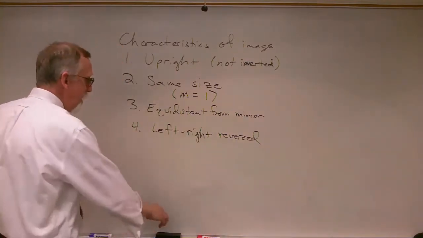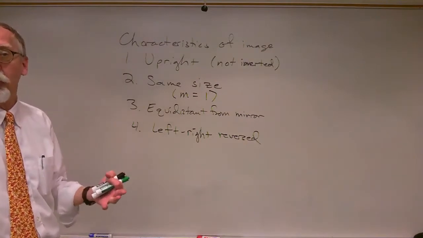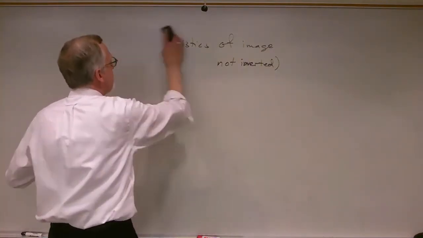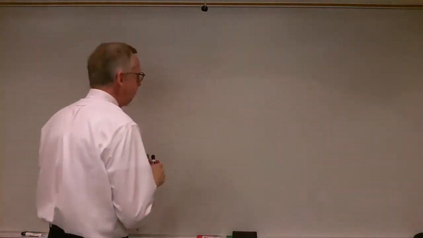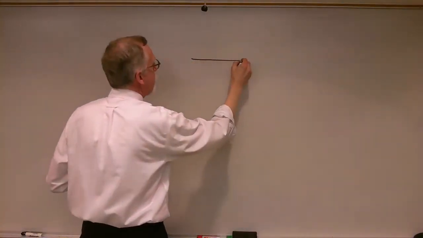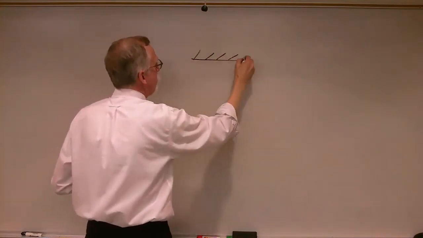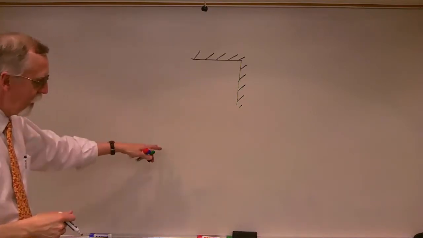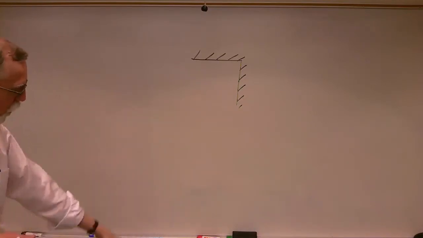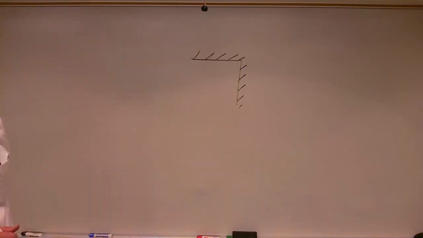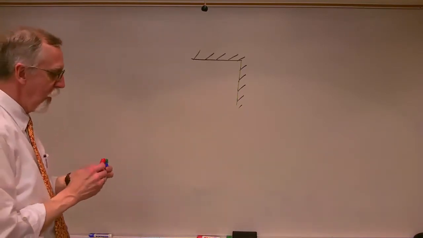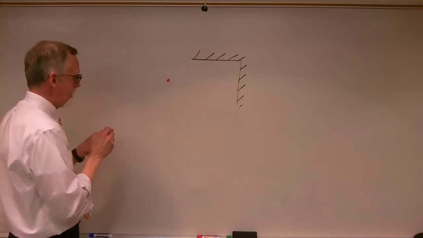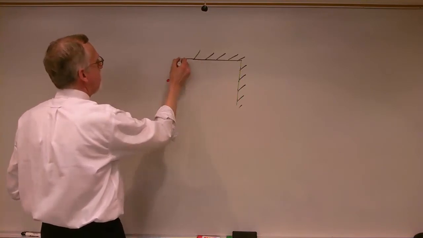Now, there are some interesting things that can happen when we have multiple mirrors. So let's imagine that we have two mirrors that are perpendicular to each other, with the reflective side on the inside of a corner. So we might think of this like the floor and a wall, or the wall and a ceiling, or something like that. Now, what would happen in this case? Well, imagine we have a source, say, over here. I'm going to extend these mirrors a little bit.